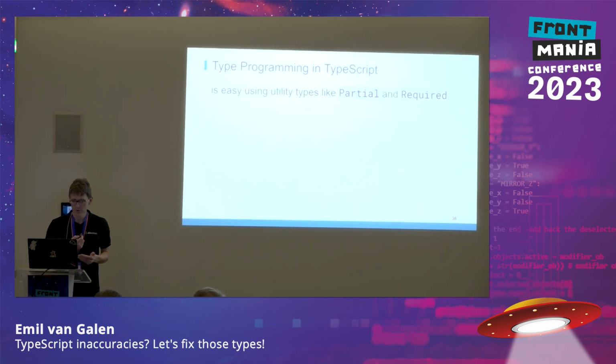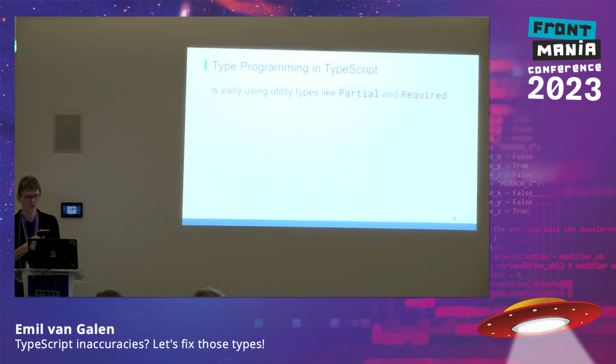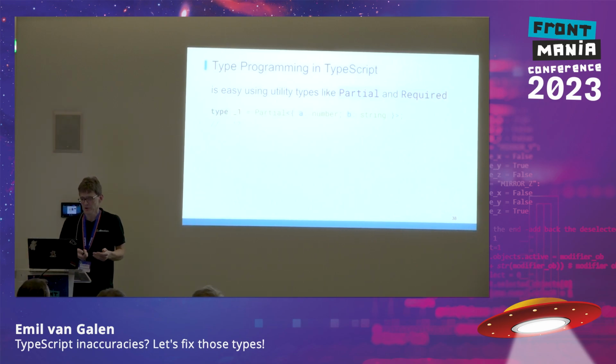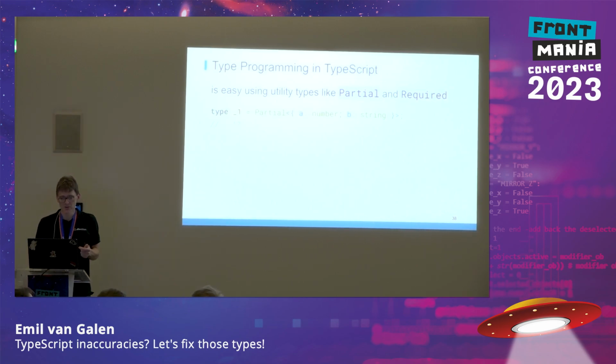And one easy way to get into type programming is just use utility types, which is just like helper functions. And there's the built-in types like Partial and Required. Now Partial makes all your properties optional, and Required does the reverse. It makes everything non-optional required.